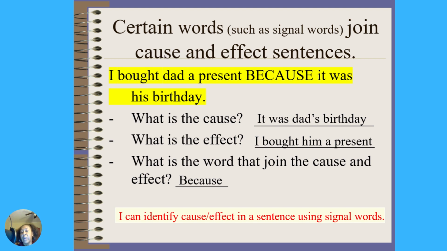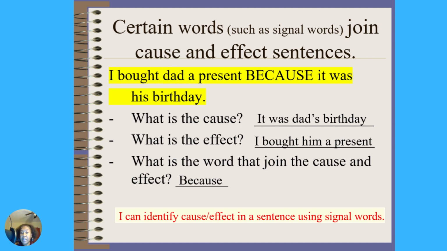And because you see the word because, you can identify what happens first. You can identify what happens second. Meaning that you can identify the cause and then you can identify the effect. Sometimes you can identify the effect first and go back and identify the cause. So it's just that easy. Let's read the sentence once again. I bought Dad a present because it was his birthday.